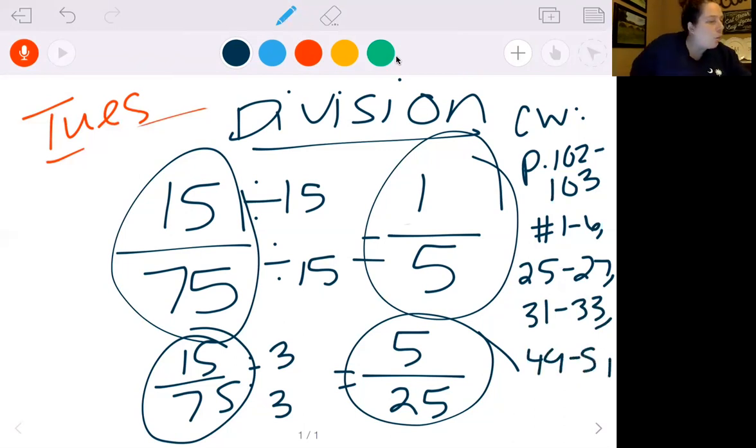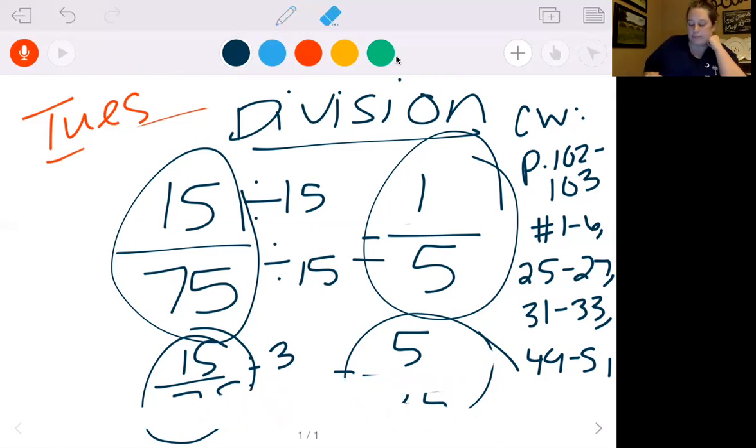But let's look. So 1 through 6, you're going to have to tell me whether it's closer to 0, half, or 1. So all your answer needs to be is 0, half, or 1. 25 to 27, you're going to make equivalent fractions with multiplication. You need 2 equivalent fractions with multiplication. 31 through 33, you're going to give me 2 equivalent fractions with division. And then 49 through 51 is a fill in the blank kind of one. So let's look at that real quick.